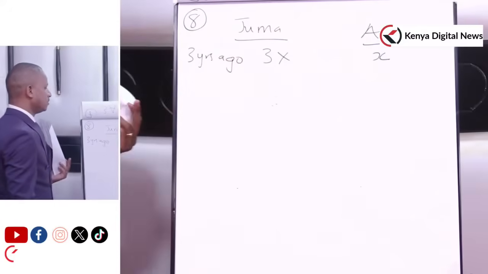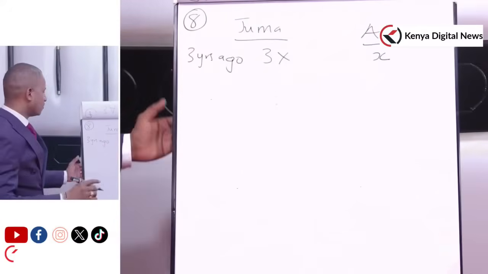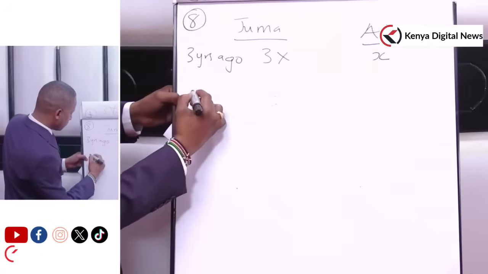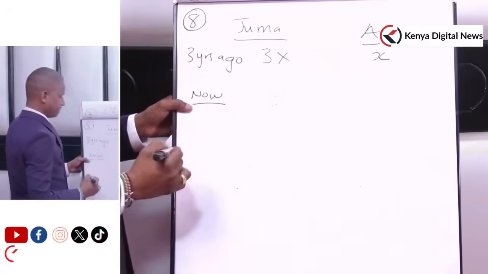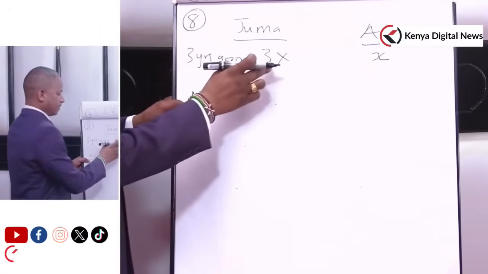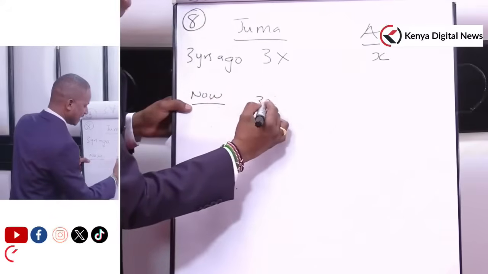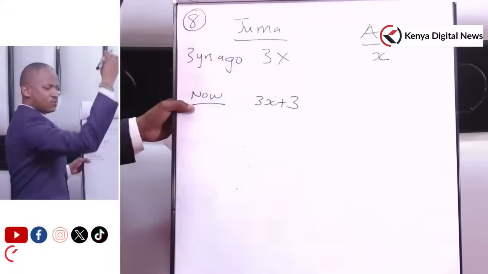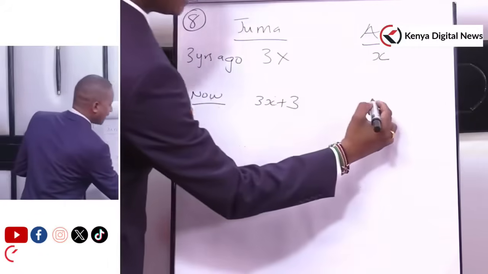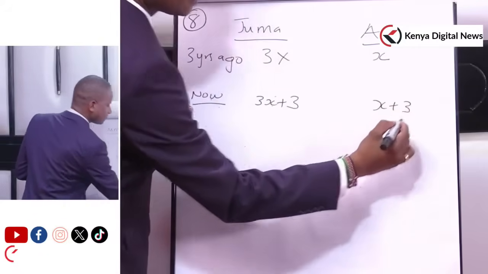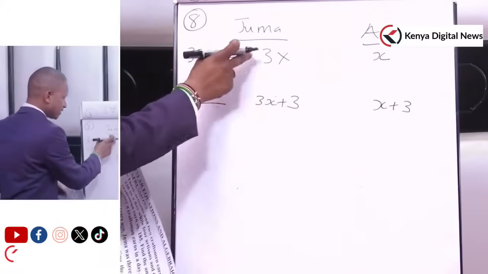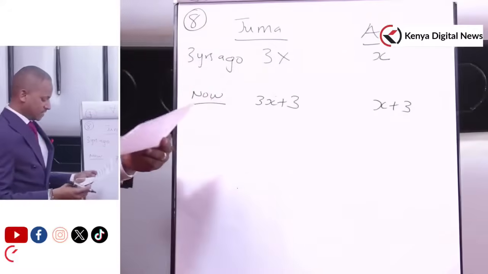If that was 3 years ago, now bring their ages to today. So now, let me call it now. Juma will be 3x plus 3 because that was 3 years. Now you bring it now, 3x plus 3. While Ali will be x plus 3. That is now. So we have moved from 3 years ago to now.